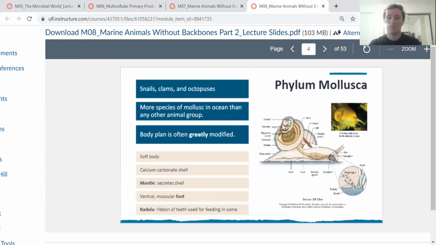Mollusks, super big, snails, clams, octopuses, squid, lots of them. That mantle is what secretes the shell. So that is a calcium carbonate shell that gets secreted by them. Their body plan is greatly modified. That means there's a lot of torsion or movement within the body. So you see it all coiled up, and this is a snail, it's all coiled up in the snail shell. So that is what that greatly modified body means. It's a lot of just movement of parts and different organs modified to do different things.